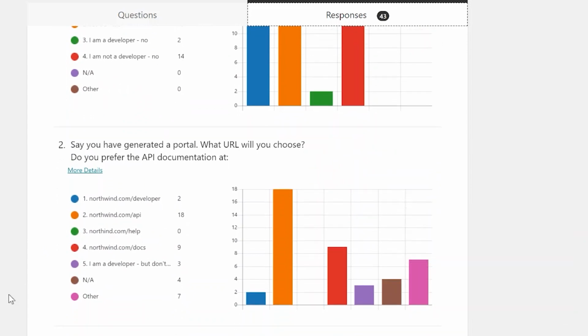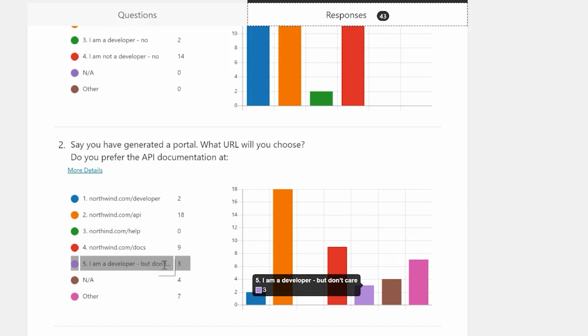Say you've generated a portal. What URL do you prefer? And the most popular one clearly is this guy, northwind.com/API. Now that's not 100%. Some people also like northwind.com/docs. And some people are a developer and they couldn't care less.